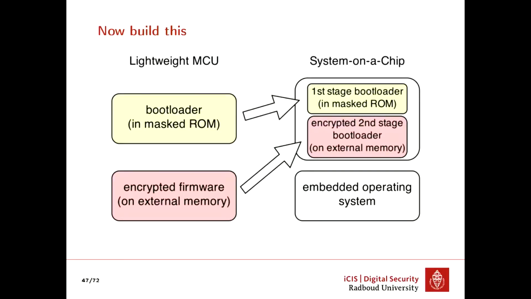Now, how can you use this? You have the bootloader and the master ROM. This is the first stage bootloader. It challenges the PUF and decrypts the second stage bootloader, which comes from external memory. And then you boot the embedded operating system. This should look familiar to a lot of you, because this is basically also how device attestation on x86 works if you're using trusted platform modules.